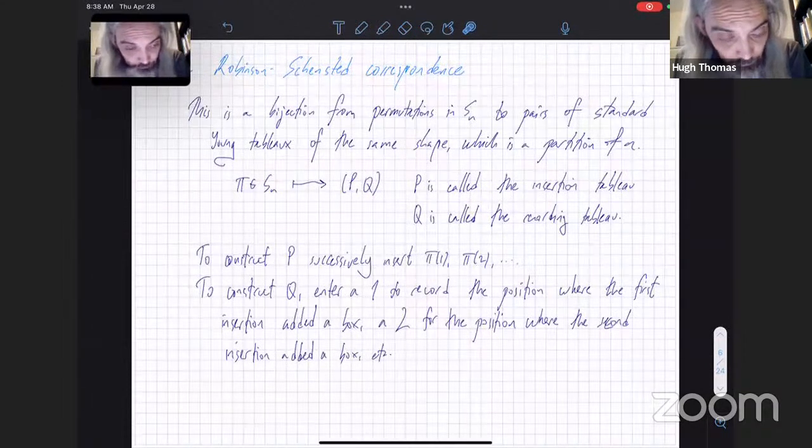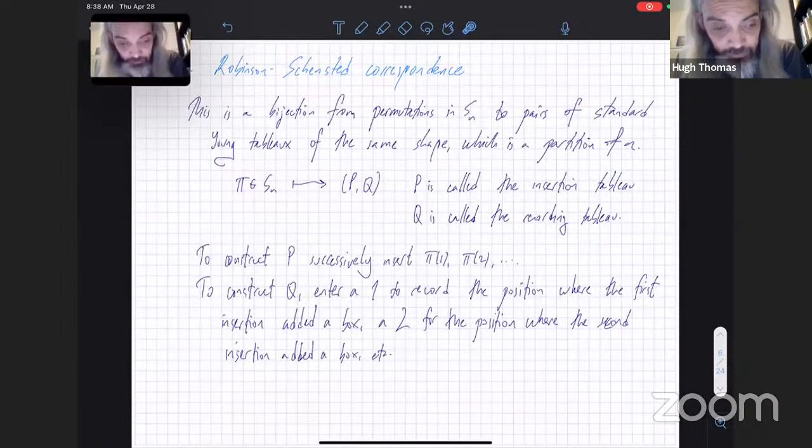So there's a bijection from permutations in Sn to pairs of standard Young tableau of the same shape, and that shape is a partition of n. So we're sending a permutation to a pair of standard Young tableau. P is called the insertion tableau, and Q is called the recording tableau, for reasons that will become clear.